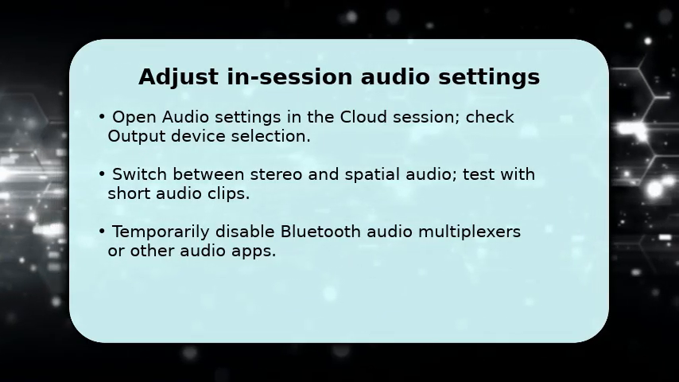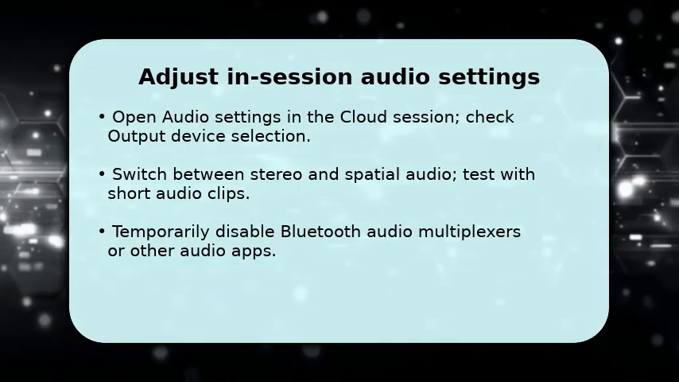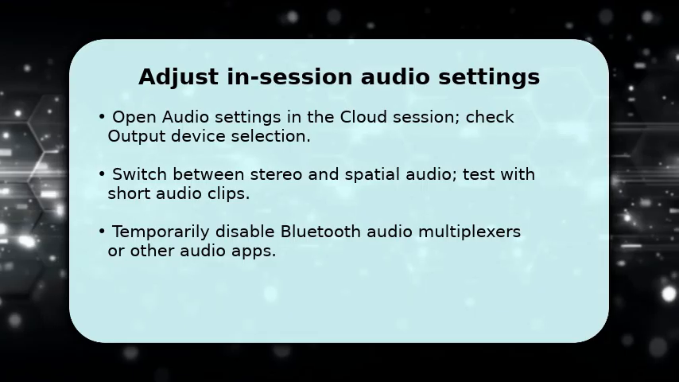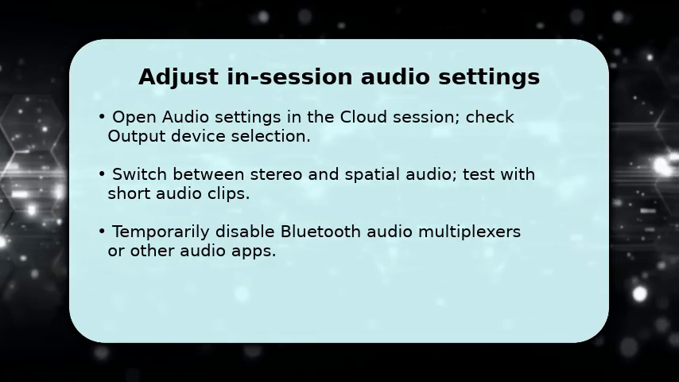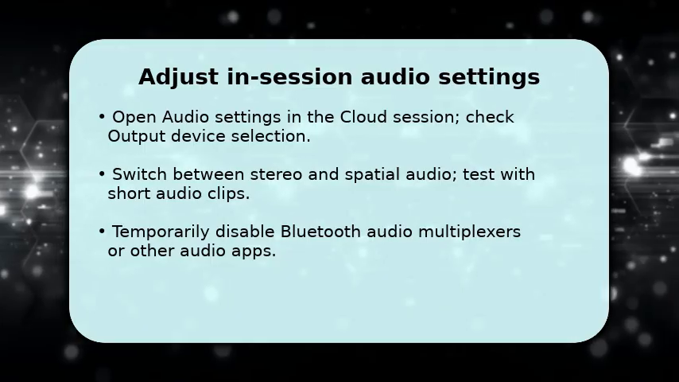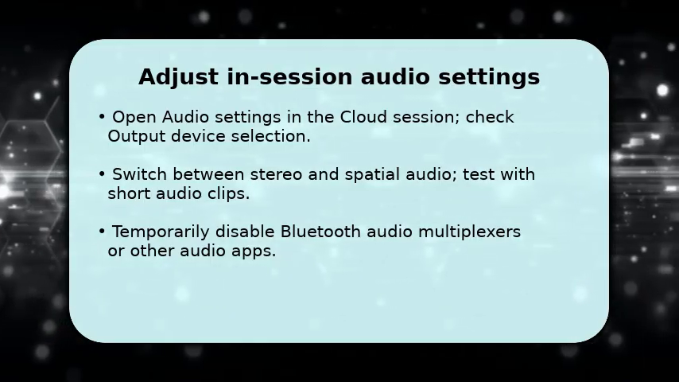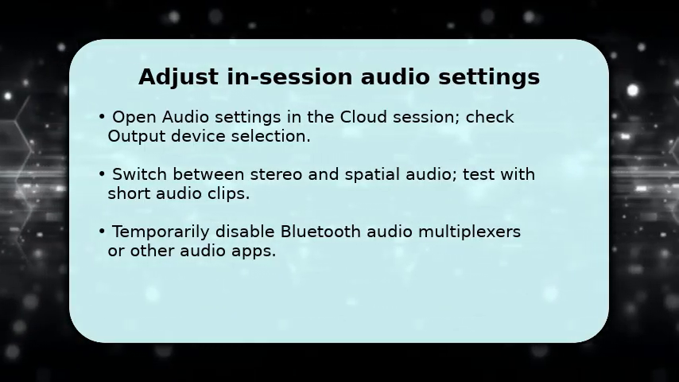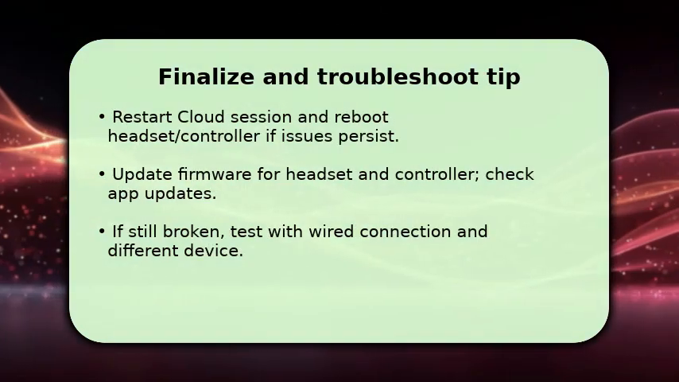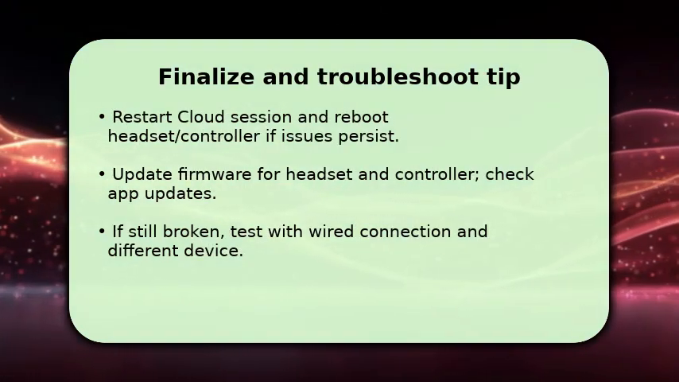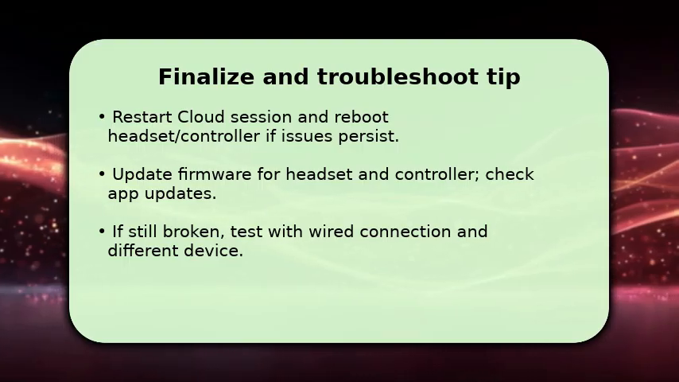Spatial helps on compatible headsets, but stereo is more stable. Also, make sure no other audio app or Bluetooth multiplexer is stealing the stream. Quit or disable them. After each change, play a few seconds to verify the effect. Finish by restarting the cloud session, and if needed, rebooting your headset and controller. This clears cached audio routes.